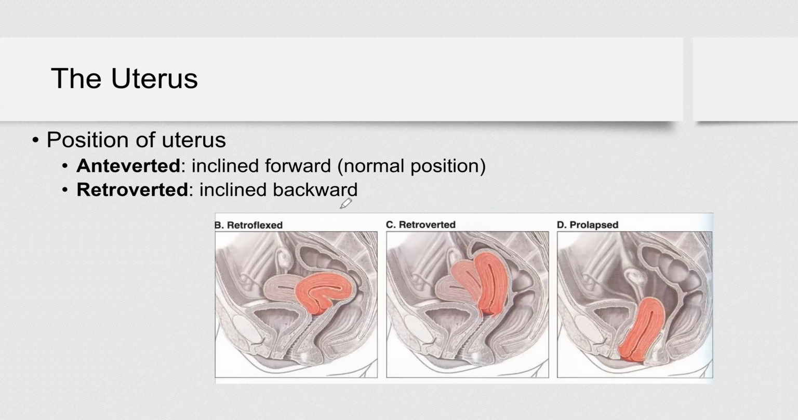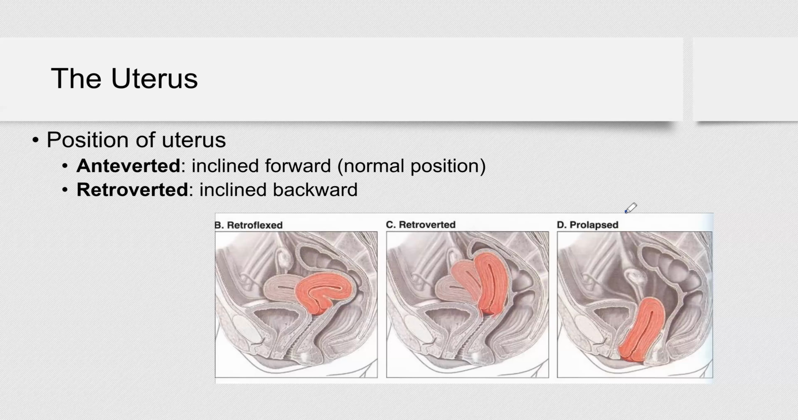Why this would be a concern? Because this area over here is your rectum. So it's a part of digestive tract. And when the uterus inclined backwards, it will put pressure to the rectum. So you would expect problems with defecation in a female with a retroverted position of uterus.